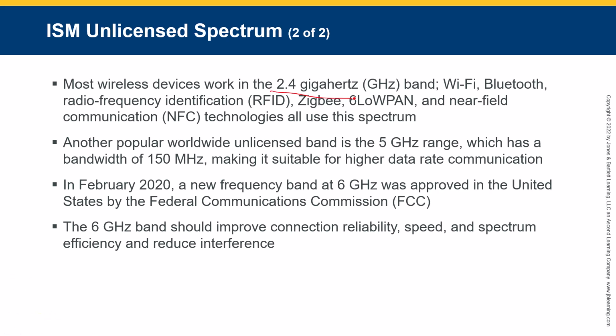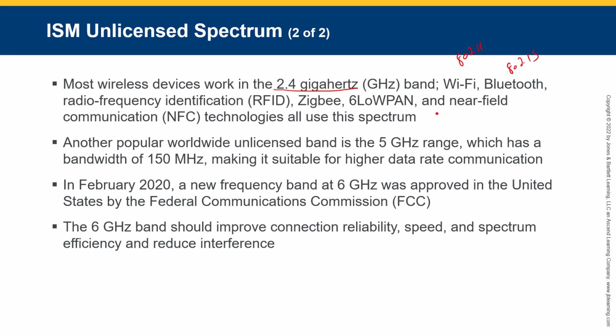So again, in 2.4 gigahertz band, we're talking wireless. That would be our traditional 802.11, our Bluetooth 802.15. We have things like our RFID, our Zigbee, our 6LoWPANs, our NFCs, and things like that.